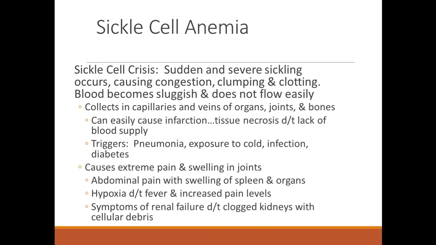Sickle cell crisis. This is an acute exacerbation. So it's all of a sudden those cells are severely sickled. It causes congestion in the vascular system. The cells are clumping and clotting. That blood becomes sluggish and is not flowing very easily. Now, if you think about it, if somebody becomes dehydrated and the volume of blood decreases, especially pulling out the fluid of the blood and leaving all these sickle cells, you can see where the crisis would occur.